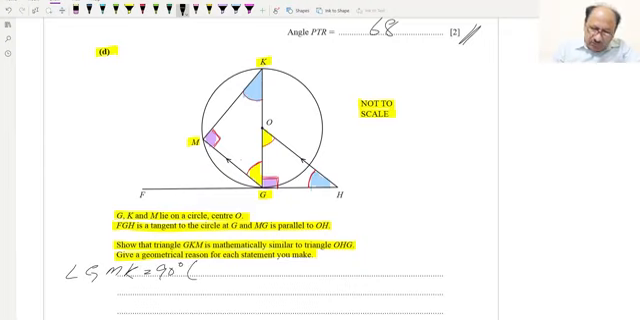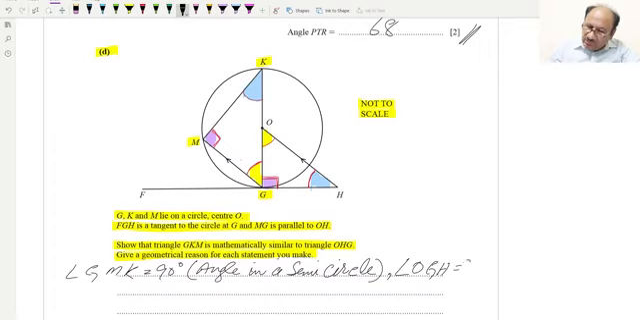So the reason is what? The reason is angle in a semicircle, or triangle in a semicircle. Both will be correct. So angle in a semicircle. This much is sufficient. Now we will write the next angle, HGO or OGH.